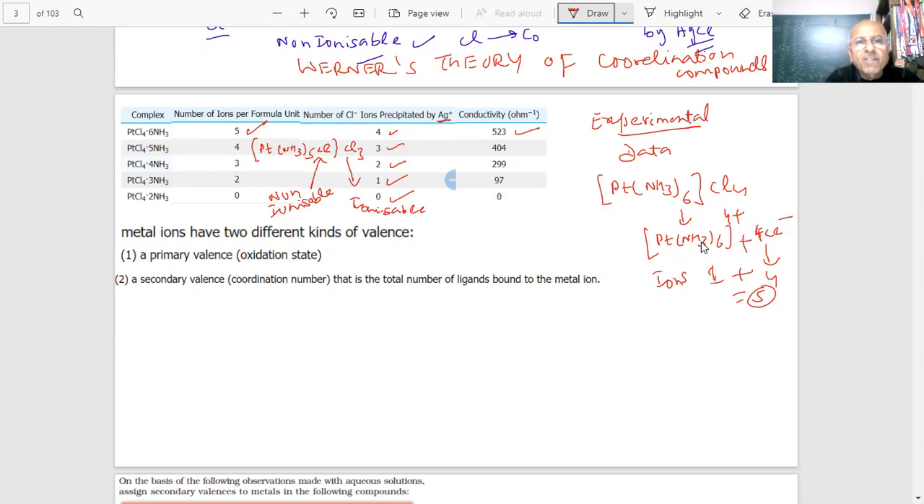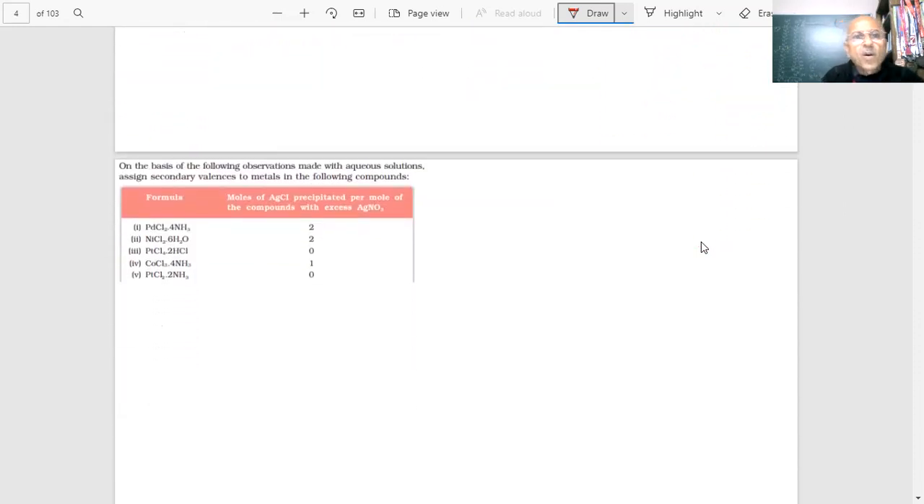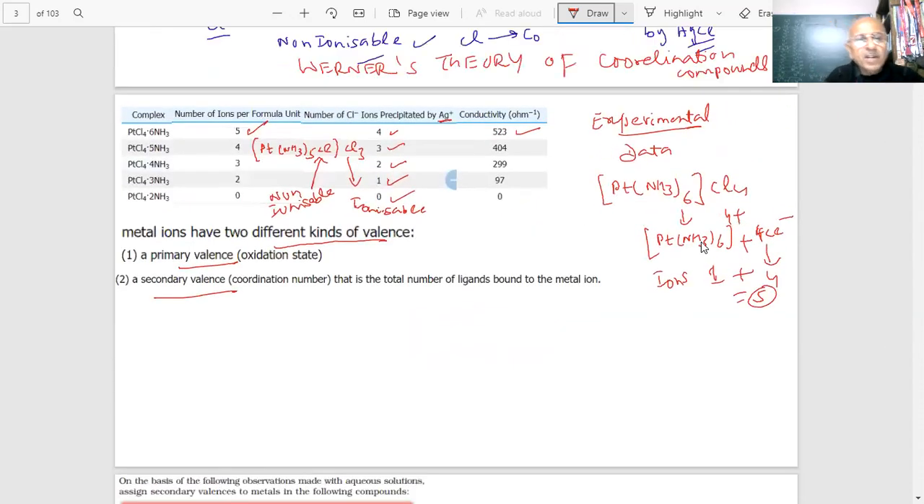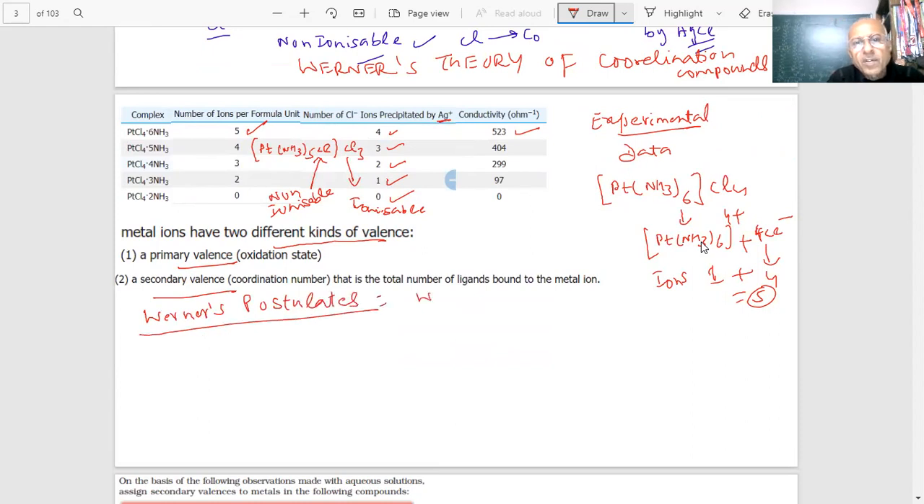So metals have two different kinds of valence. One is called the primary valence, the other is called the secondary valence. Secondary valences are those bound directly to the metal ion. The ones which are ionized are called the primary valence, which is the oxidation state of the metal. So these experiments were done by whom? Werner. On the basis of the following observations made with aqueous solution, assign, before that, this is a question. On this basis, Werner proposed his theory. What is the theory given by Werner? It is also known as Werner's postulates or Werner's theory. So the question is, what is Werner's theory of coordination compounds? This is the first theory which was given.